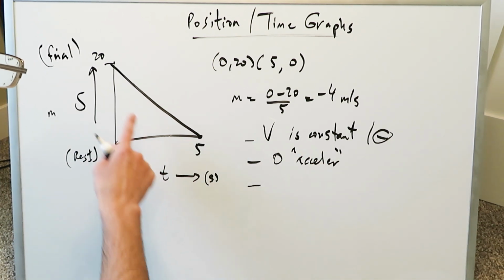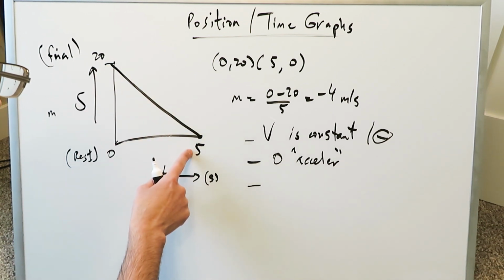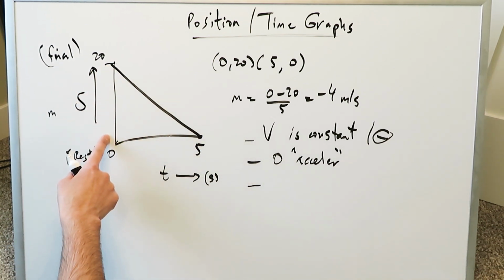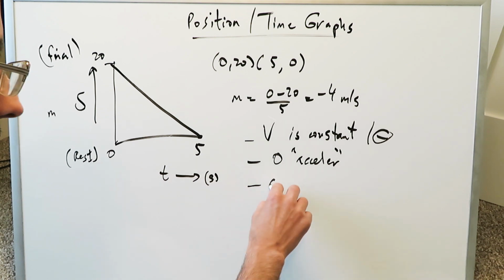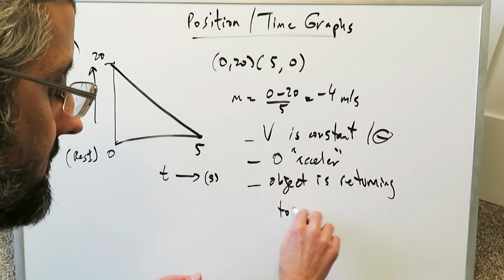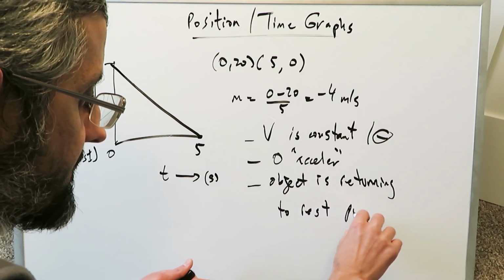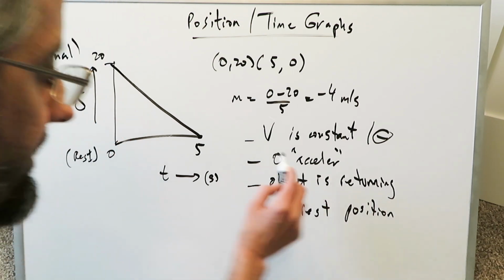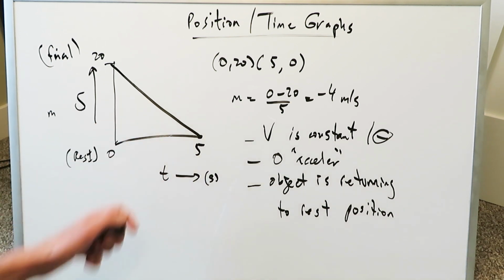And another conclusion you can make, since you're going from 20 up to 0 in terms of your meters, your displacement, is that your object is now returning. Object is returning to rest position or resting position. So that's how you can interpret these type of graphs. This particular graph right over here.